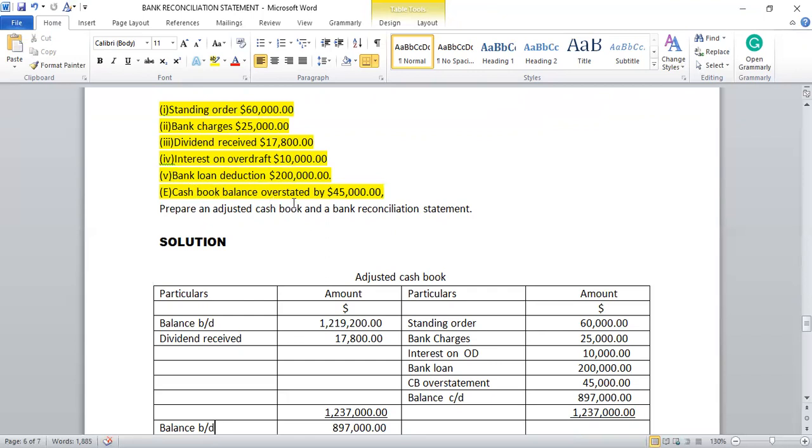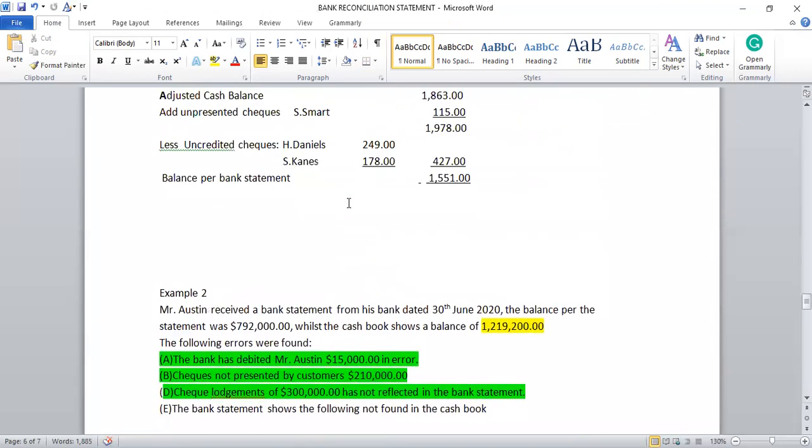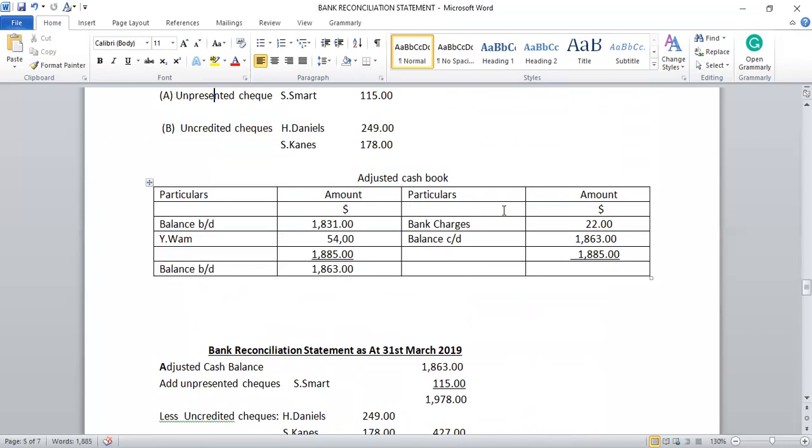Then they said that the cash book balance is overstated by $45,000. What this means is that when you take the cash book, let's look at the card. You see that the cash book balance is always here on the debit side. The balance brought down is on the debit side. This one has been overstated by $45,000.